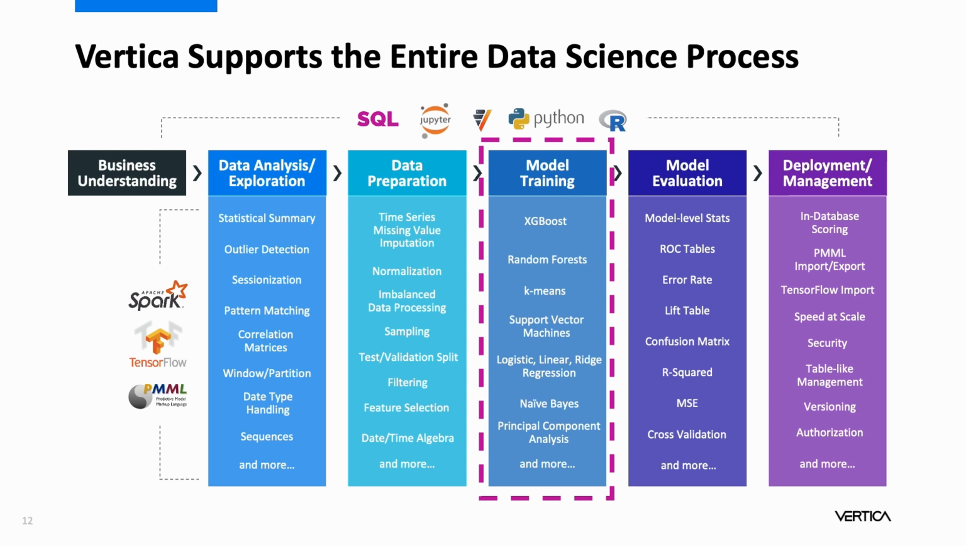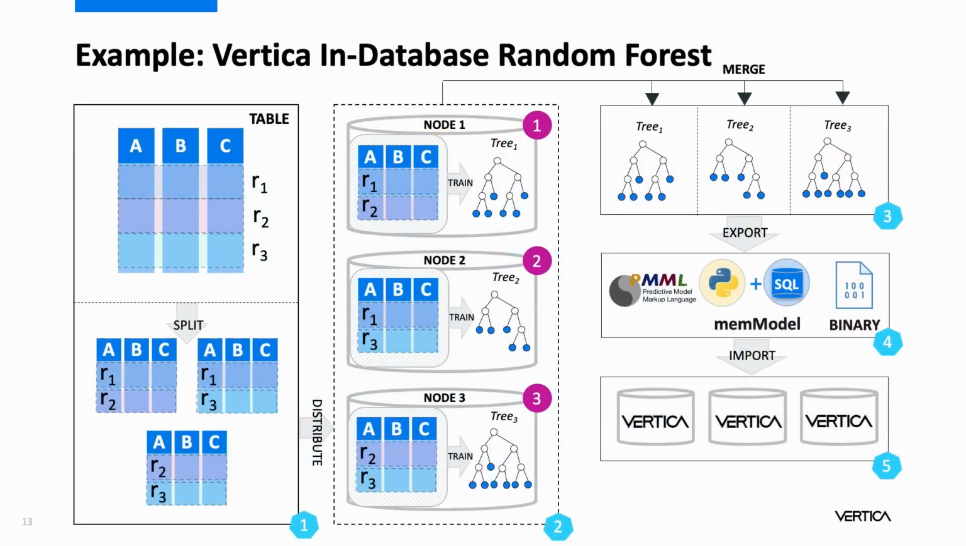Vertica is different from its competitors. It is one of the few databases having its own ML implementation. It does not rely on third-party technologies. Everything is coded from scratch in C++. If we take the example of the random forest, Vertica can train the different trees in the different nodes.